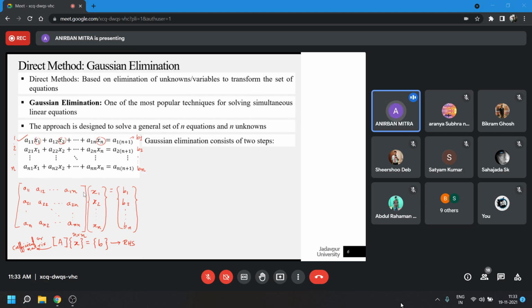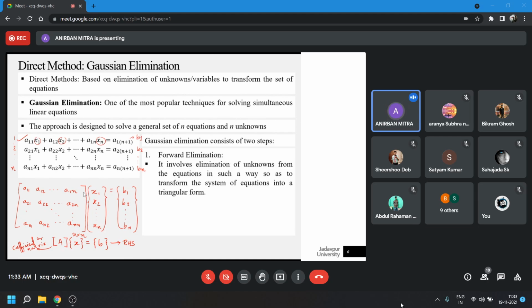Now, as I was saying, this Gaussian elimination contains two steps. One is the forward elimination. In this step, we eliminate certain unknowns from these equations. But there is a method to it. We do not do it haphazardly or arbitrarily. So what method do we follow? We eliminate the unknowns in such a way that the system of equations transforms into a triangular form. Now, what is this triangular form?